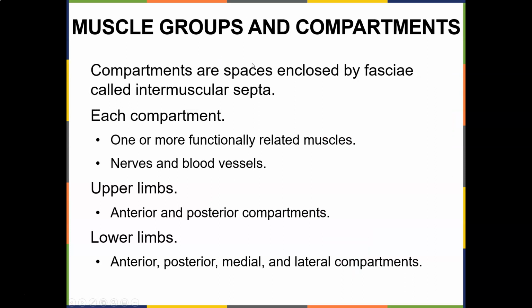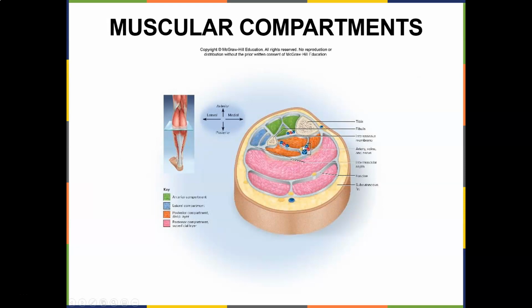So, muscle groups and compartments. Compartments are spaces enclosed by fascia called the intermuscular septa. Each compartment holds one or more functionally related muscles, nerves, and blood vessels. In the upper limbs you have anterior and posterior compartments, and in the lower limbs, anterior, posterior, medial, and lateral compartments. The reason these compartments are there is to protect the body. If one compartment is injured, it doesn't translate into the rest of the body. But that can be dangerous as well, because it can lead to compartment syndrome, and that is very dangerous.